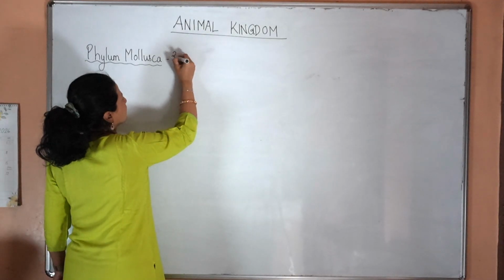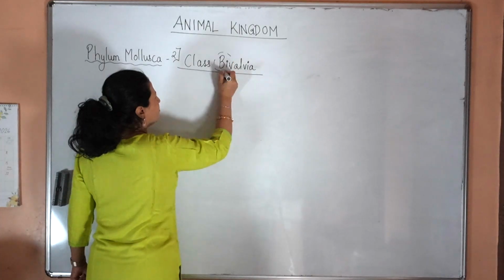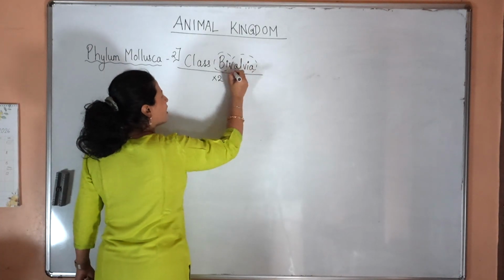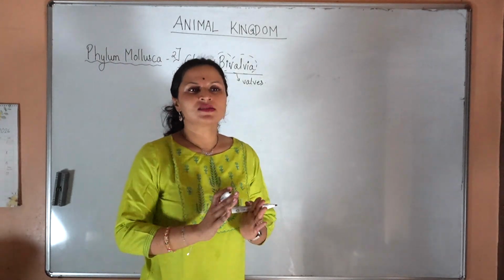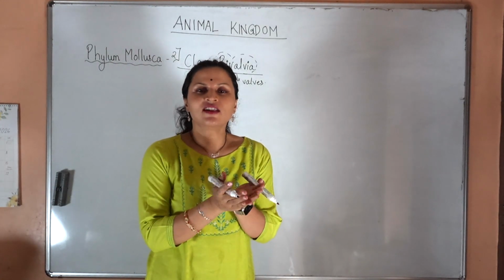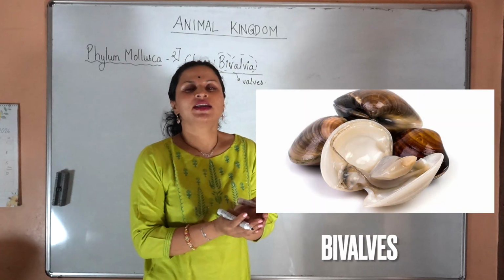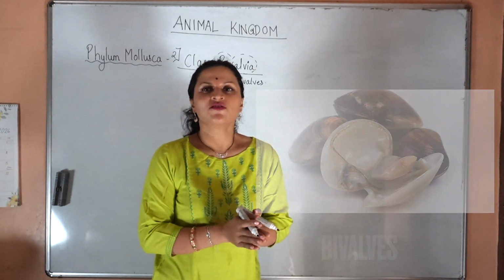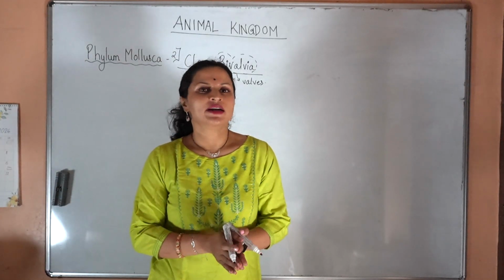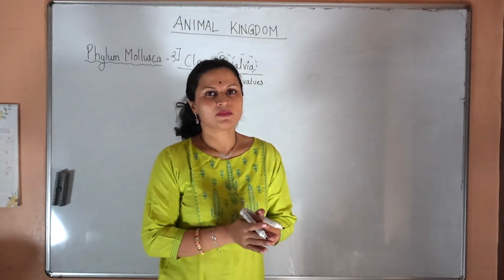Let's move on to the next class, that is class Bivalvia. Bi means two, valvia means valves. This is the class of the clams and the mussels, which have 2 lateral valves attached at the hinge, and the soft-bodied mollusk will be inside. Both these valves provide it with a lot of protection. They are all aquatic in nature. Even the pearl oysters belong to class Bivalvia.